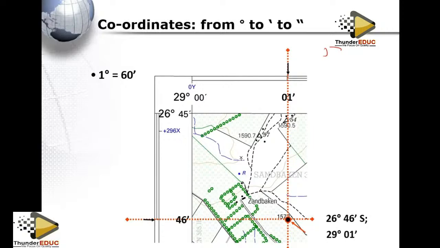And then that one goes to the east. Therefore, if you are to record this, it's going to be 26 minutes. Let me say we are looking at this feature here, which is 157. 157 is going to be 26 minutes, 46 seconds south. You put a comma, then longitude, 29 degrees and 01 minute east.